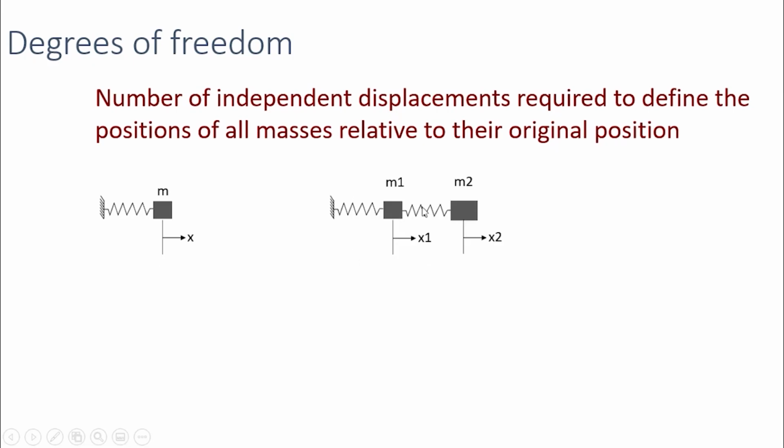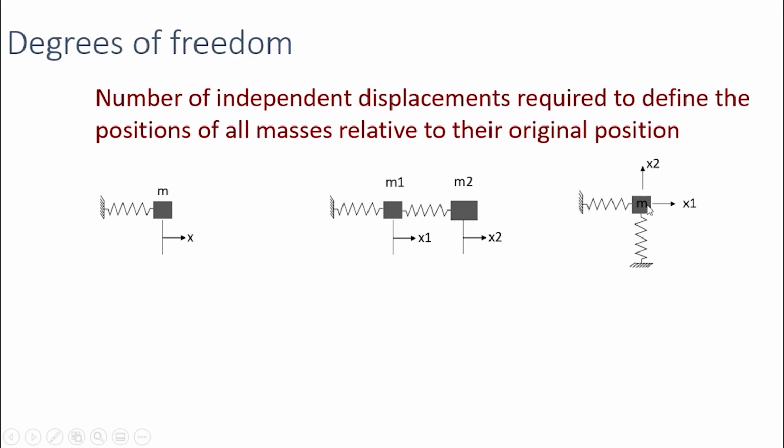Similarly, here we have two masses, and both the masses can move in this horizontal direction. This mass can move independently and this also can move independently. So we need two independent displacements or two coordinates to define this system. At any instant of time, to know the displaced configuration of the structure, we need two coordinates, x1 and x2. So this is a 2 degree of freedom system.